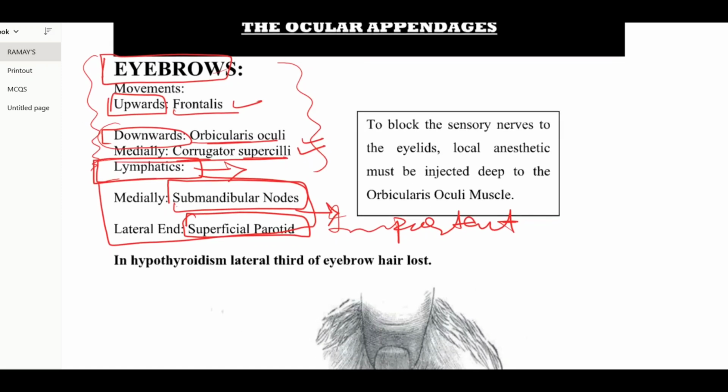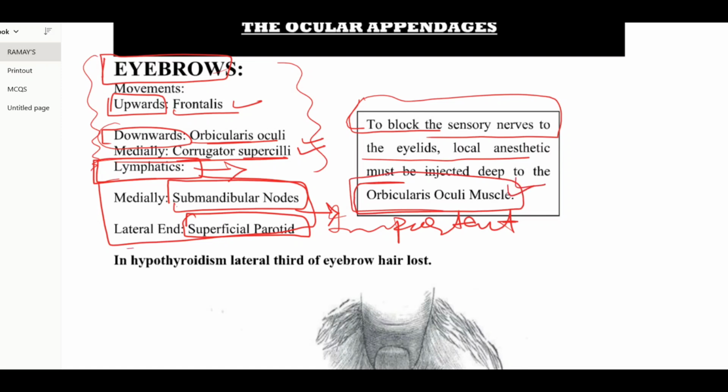We know that there is a lot of sensory supply to the eyelids. So whenever we have to perform any surgery, we have to give anesthesia. So the local anesthetic injection to block the sensory supply to the eyelid is given deep to the orbicularis oculi muscle.